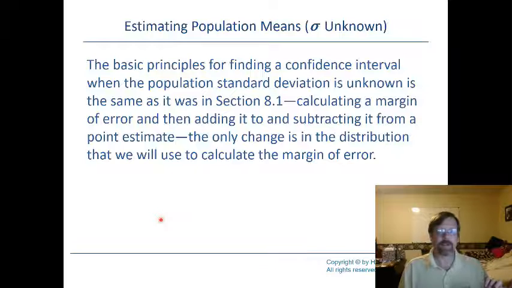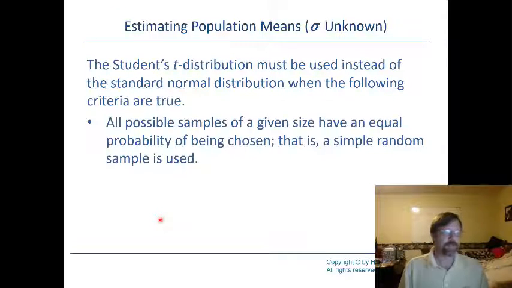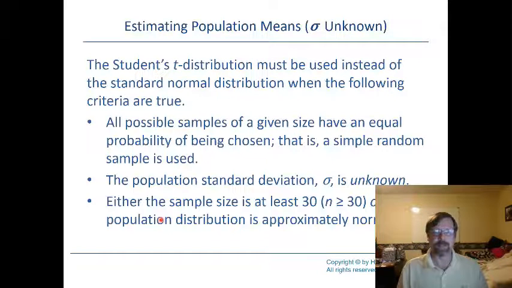There are a couple of criteria we have to meet to do this. First off, it's got to be a simple random sample. We can't know the population standard deviation. That's usually a fairly easy one to meet. And we have to be able to apply the central limit theorem. So the sample size has got to be at least 30, or the population distribution has to be approximately normal.